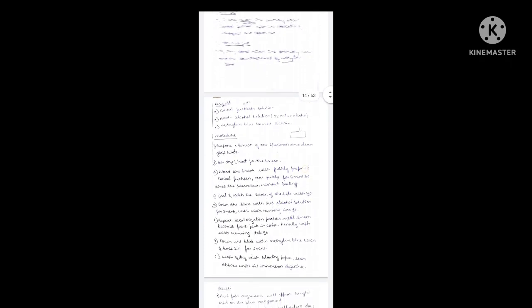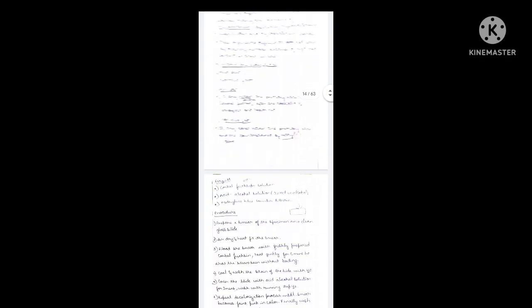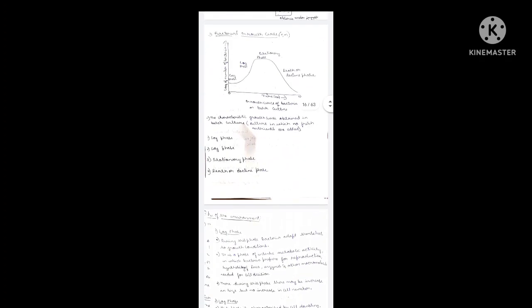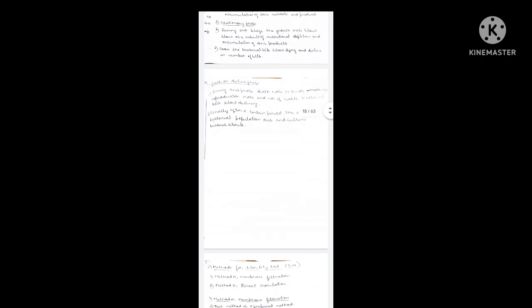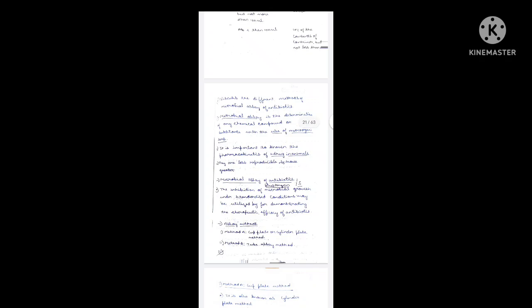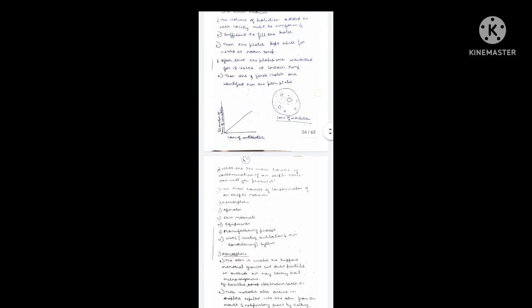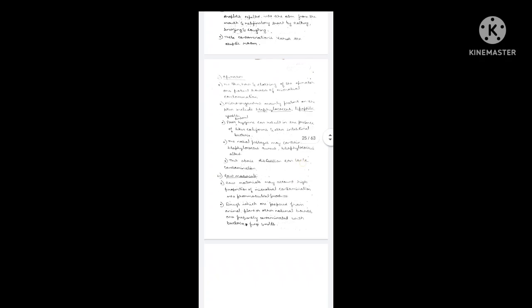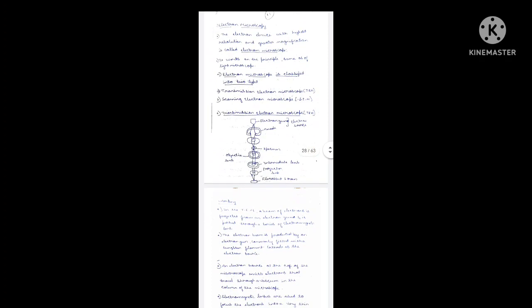General requirements of a cell culture laboratory. This one, disinfectant. This is acid fast staining. This is the bacterial growth curve. Then methods for sterility testing, membrane filtration method, this one. These are the different methods of microbial assay of antibiotics, this one. Electron microscopy, SEM, TEM.